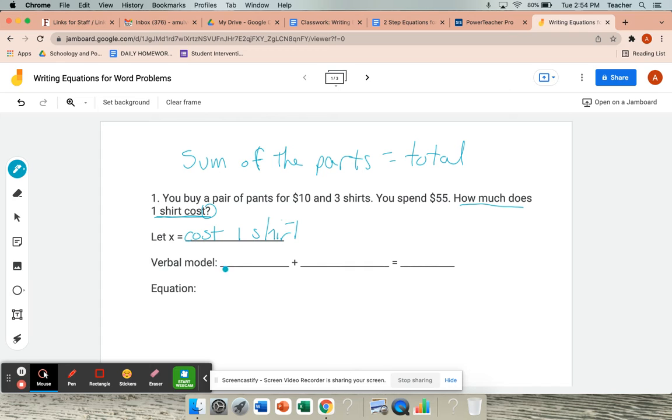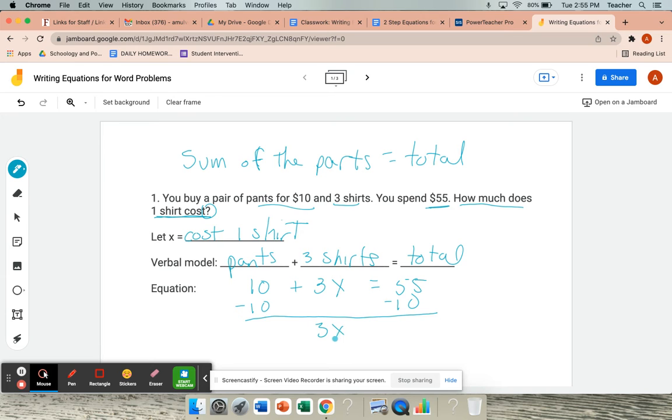That's what we're trying to find. In the verbal model, in words, what are we buying? We're buying pants plus 3 shirts equals the total that I spend. Now pants are $10, so underneath pants, I write 10 plus 3 shirts. Well, how do I know the cost of 3 shirts? It would be 3 times X. 10 plus 3X equals how much did I spend? $55.